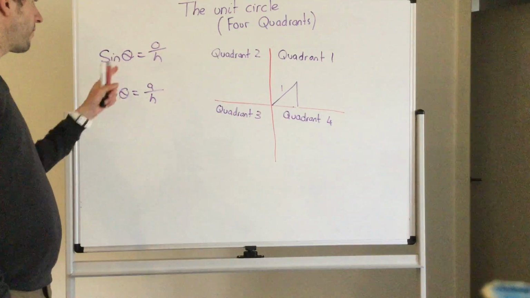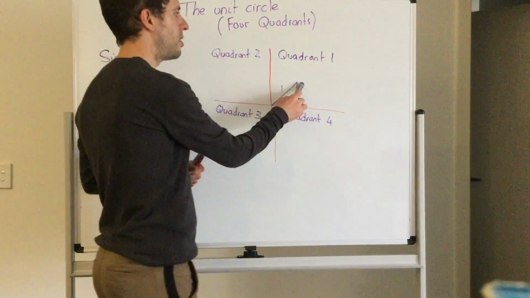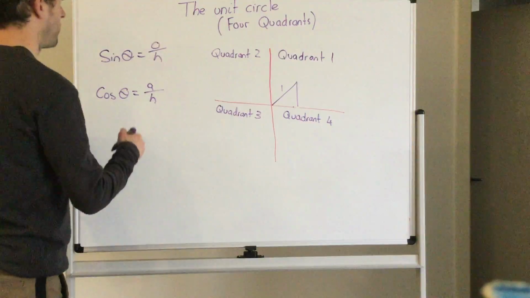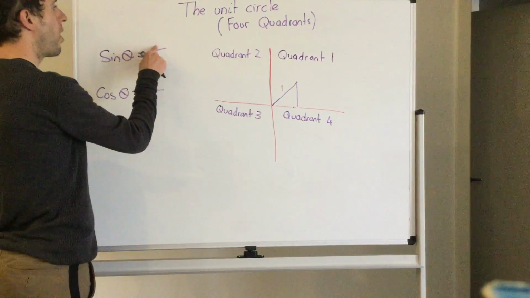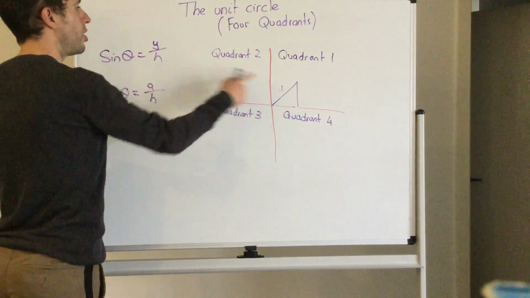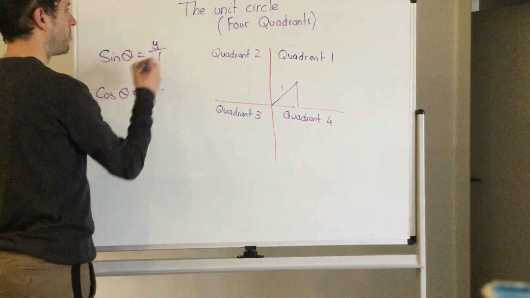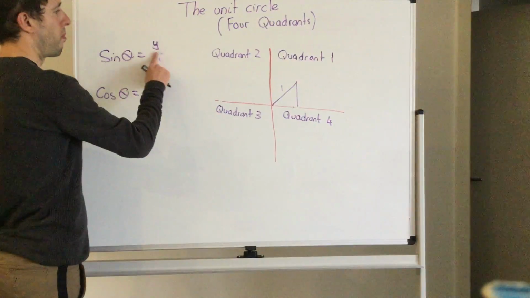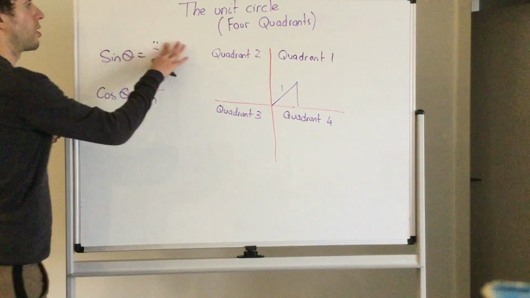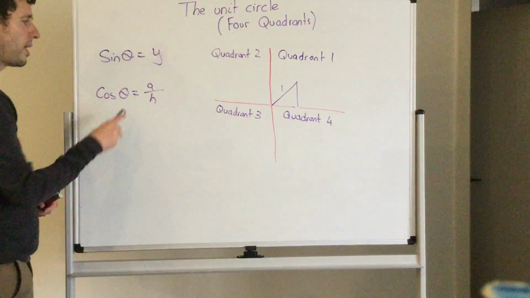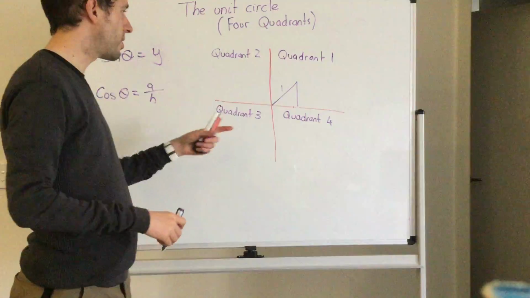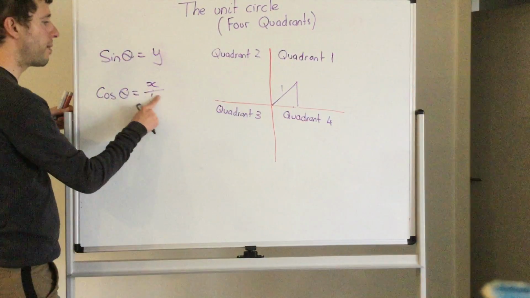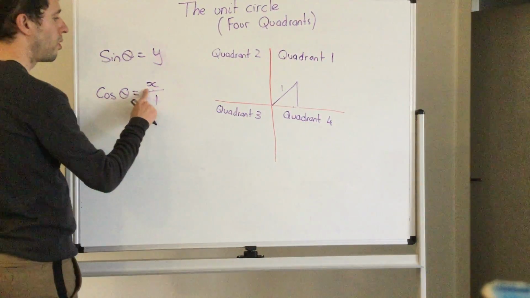Now, what does opposite mean? Opposite is this here. So that is our y-axis, so I can change that to y. Hypotenuse is 1. What's y divided by 1? Well, it's just y. So that's just y. Cos alpha is adjacent, which is x-axis, over hypotenuse, which is 1. So x divided by 1 is x.